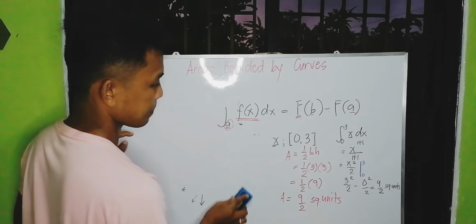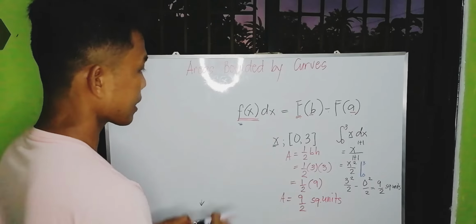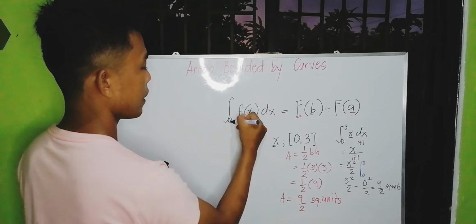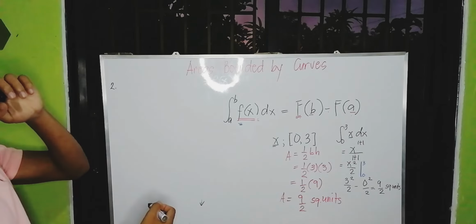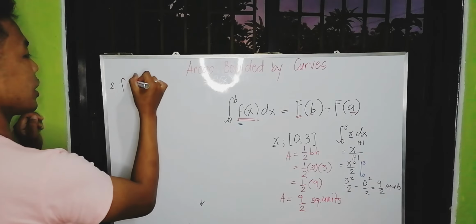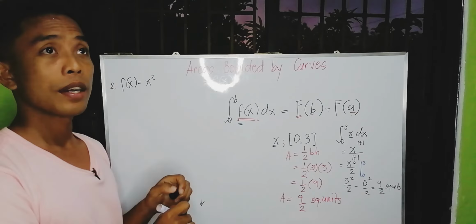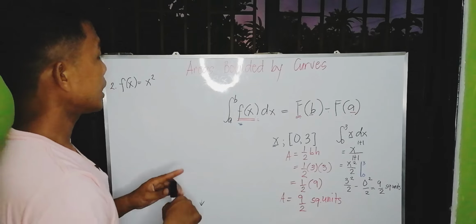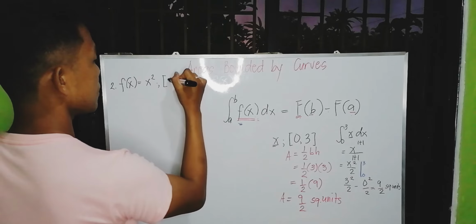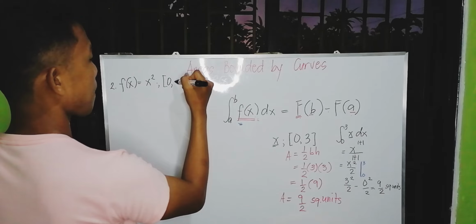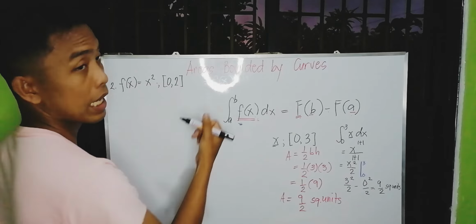Isin na natin to. Balik natin itong isa para makita nyo. A, B. Now, example number 2. You are given the function f of x is equal to x squared with a closed interval of 0 to 2. Ito lang, mas maliit lang.